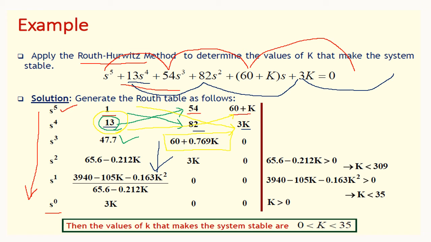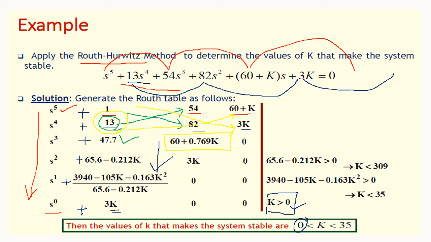Now for the system to be stable, the first condition is all the first column should have a positive sign. Now to know the limits of k under which the system is stable, I know that for this s to the power of 0 value, the first column value 3k should be positive. When will it be positive? When k is greater than 0. So this is the first minimum limit, that is k should be greater than 0.